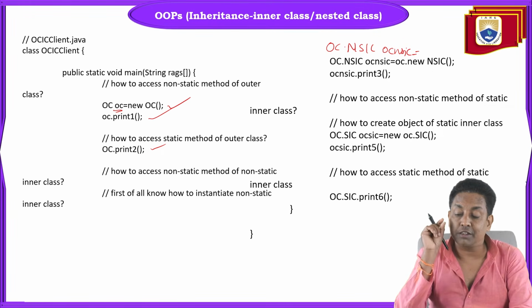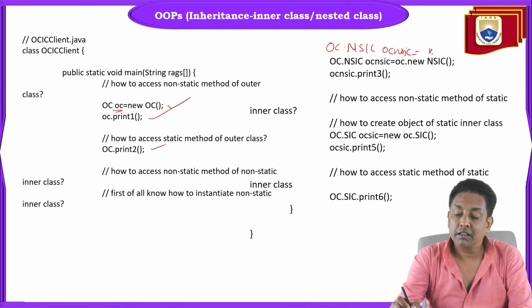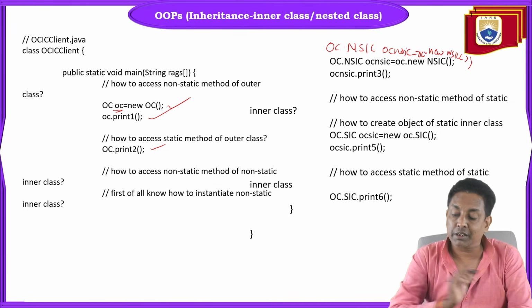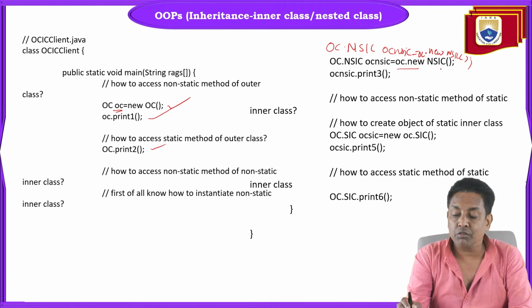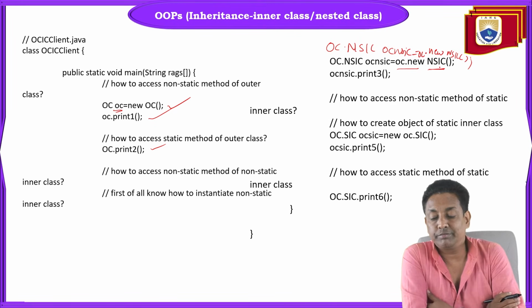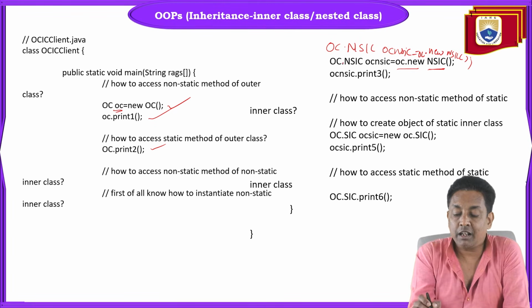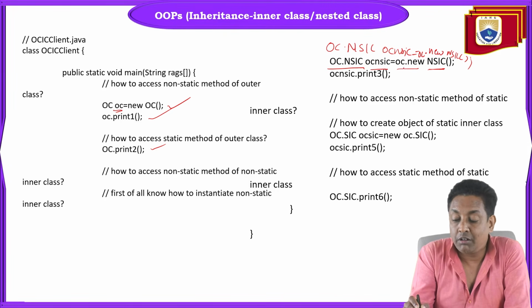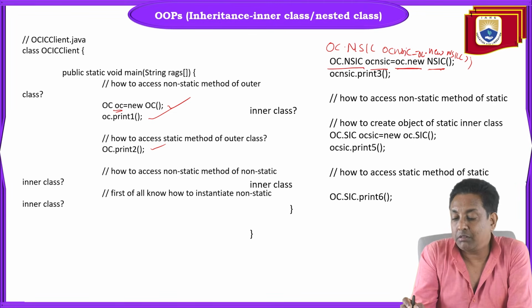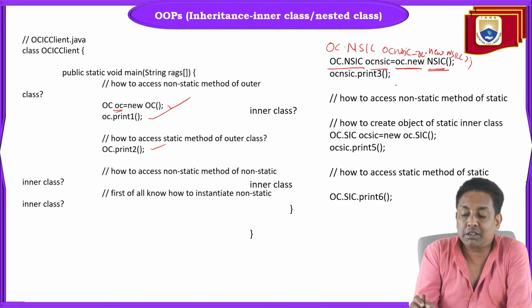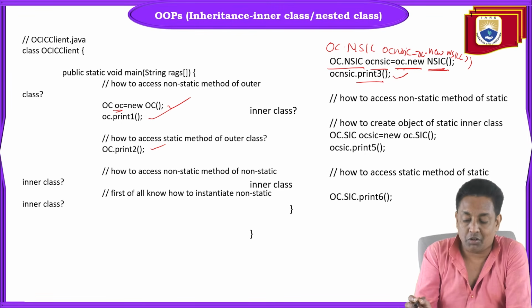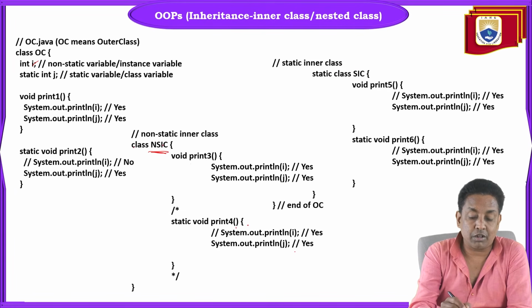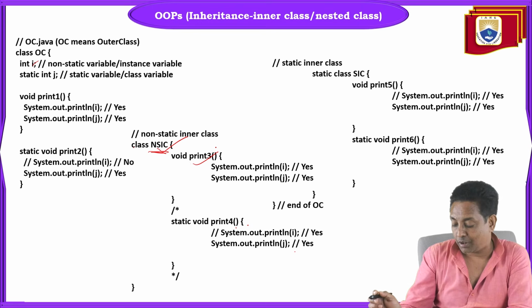While creating the object, this is the first time we are seeing it like this. Instead of writing new non-static inner class, this new must be prefixed with the outer class object reference: oc dot new non-static inner class. Here outer class name dot non-static inner class name, some reference is equal to outer class object dot new non-static inner class constructor. The object is created, the non-static method is called. And this part is over. Object creation and this method invocation is over.